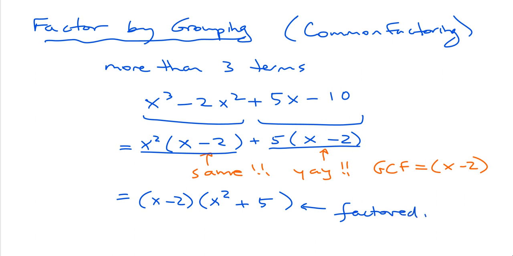Okay, and that is factor by grouping. So this is an example. Let's do one more example. Factor by grouping. Okay, so another example will look like 6n cubed plus 3n squared plus 8n plus 4. Okay, remember it's more than 3 terms.